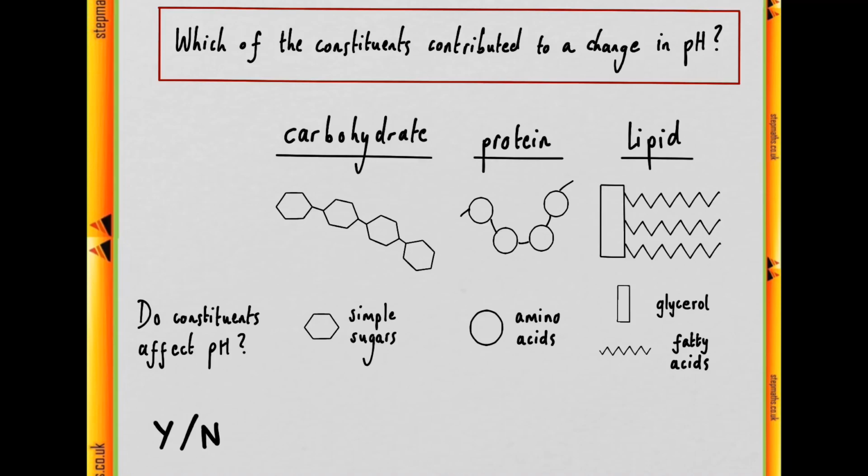Simple sugars have no charge and do not contribute hydrogen ions and therefore would not affect the pH. Amino acids, since they are acids, would make the solution more acidic by contributing hydrogen ions. And finally, glycerol wouldn't affect the pH, however, fatty acids would. As present in the name, they are acidic.